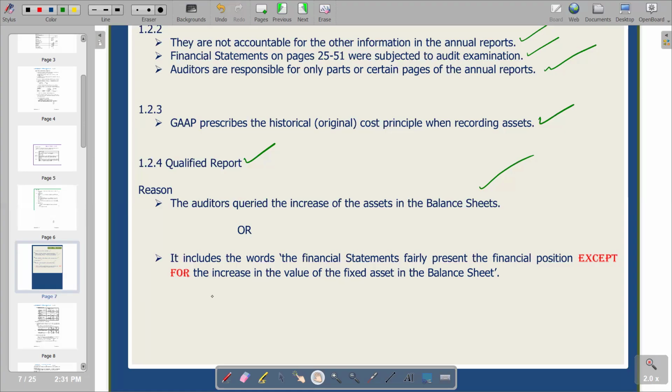So it means in a clean report, we are not going to have any issues. It has to be clean, 100% clean. So basically, that's what we have in terms of a qualified report. And this becomes the last part of the question that we have.